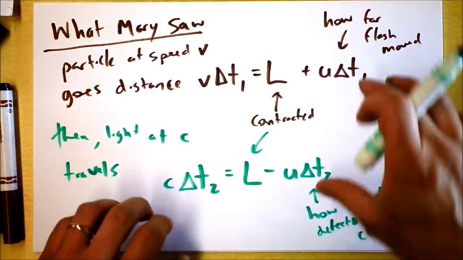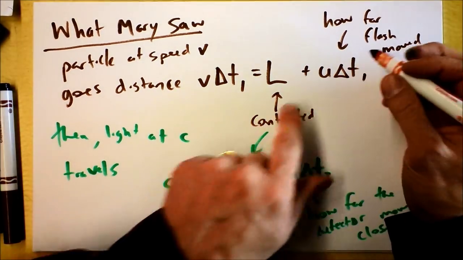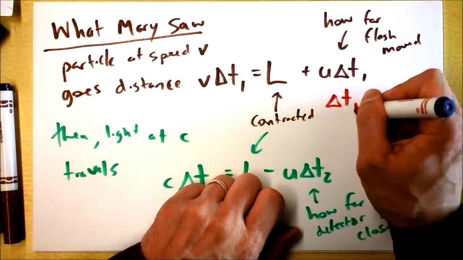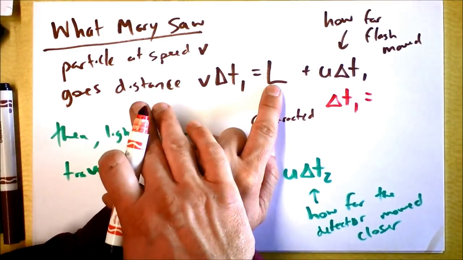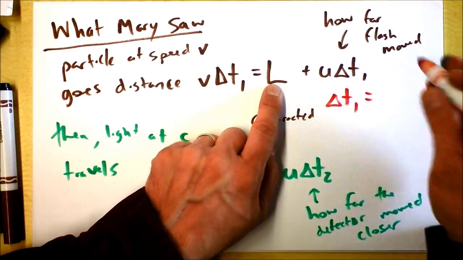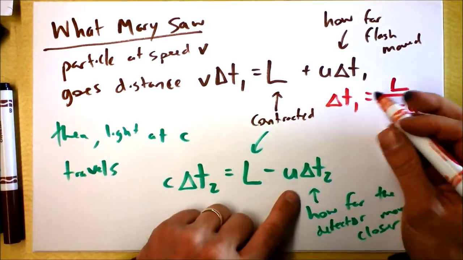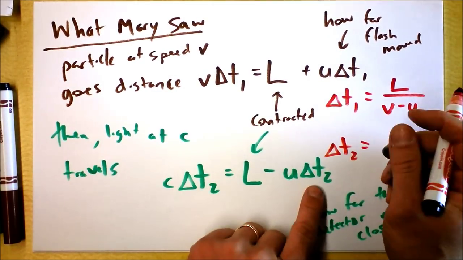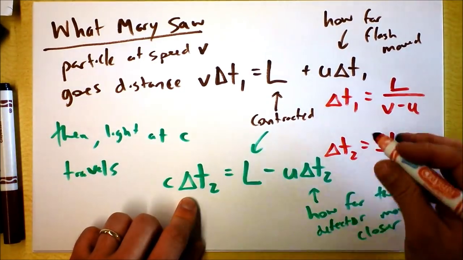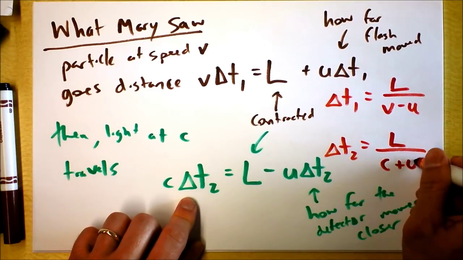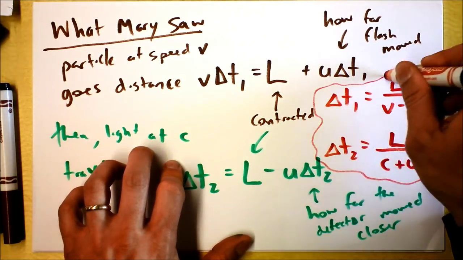So I'm just gonna solve these two equations for delta T1 and delta T2, and then we'll take a brief break because I have some local responsibilities. Let's solve this one for delta T1. Delta T1, I'm gonna get L, and then, well, let's see, I'll take this over to this side. It's gonna be V minus U times delta T1. So I'm going to get L divided by V minus U. That's what delta T1 is, and delta T2 is a little bit interesting. Let's see, I'll move this over to the other side. I gotta get L divided by, oh shoot, it's L divided by C plus U. Oh, that's really interesting. So let's put these guys in little bubbles, and let's come back to it in just a moment.